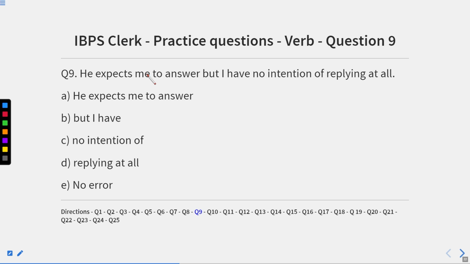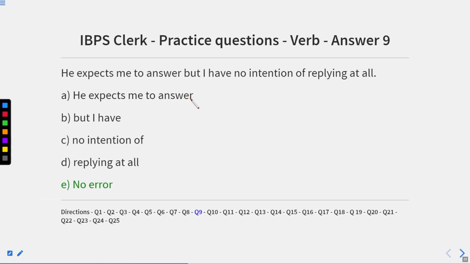He expects me to answer, but I have no intention of replying at all. So he expects, what does he expect? Me to answer. But there is no intention of mine of replying. After a preposition we have the ing form. So the entire sentence is absolutely correct. Therefore, there is no error in the sentence, and our answer is E, that is no error.